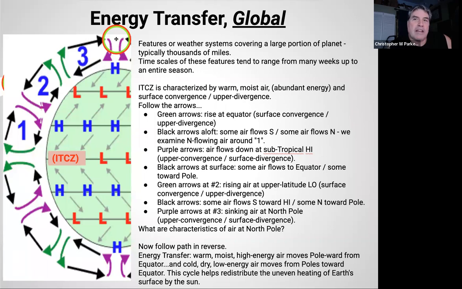And much of that energy is dissipated in this upper latitude low that you're going to find around 35, 40, 45, 50 degrees north latitude in the fall. So we want to avoid the area where all that tropical energy is being dissipated in the atmosphere, because the effects are pretty violent sometimes.